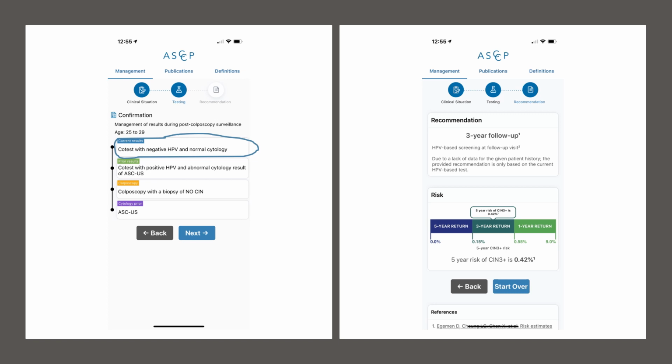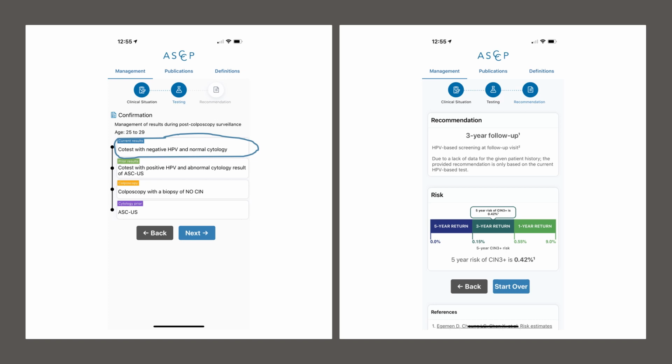Those results just prior, so 1 year prior to that, were positive HPV and ASCCS, and prior to that was her colposcopy that had no CIN, and then prior to that was her cytology of ASCCS that was the initial bringing forth of all of this. So you can see that you have this much more comprehensive clinical picture because you're able to put in all of these previous results. So on the right side here, you see that the recommendation is 3-year follow-up.